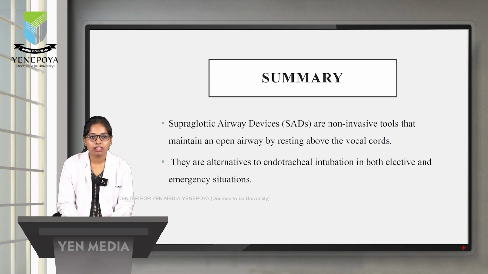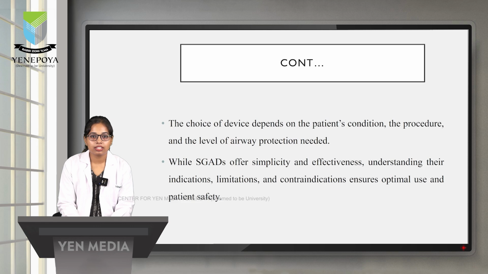And the summary of this session is: supraglottic airway devices are non-invasive tools that maintain an open airway by resting above the vocal cords. They are alternatives to the endotracheal tube in both elective and emergency situations. The choice of device depends upon the patient's condition, the procedure, and the level of airway protection needed. While supraglottic airway devices offer simplicity and effectiveness, understanding their indications, limitations, and contraindications ensures optimal use and patient safety.